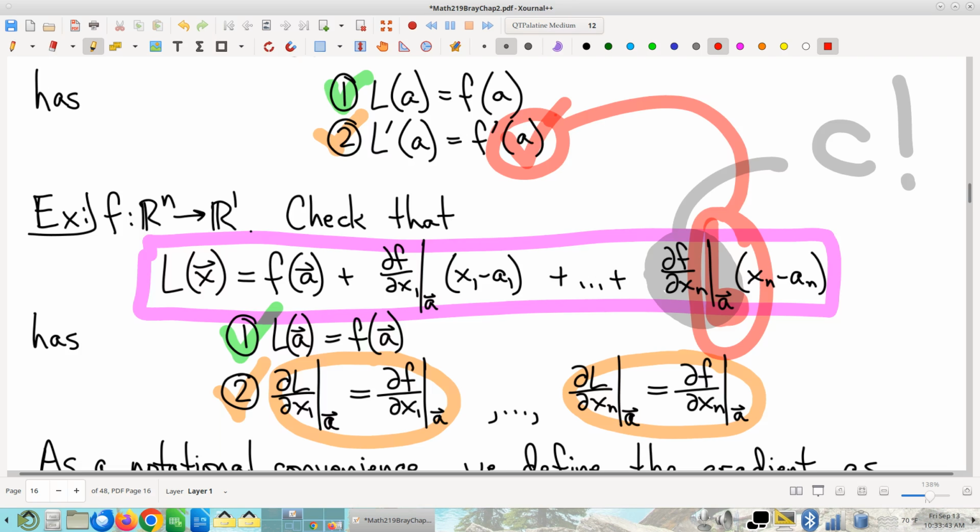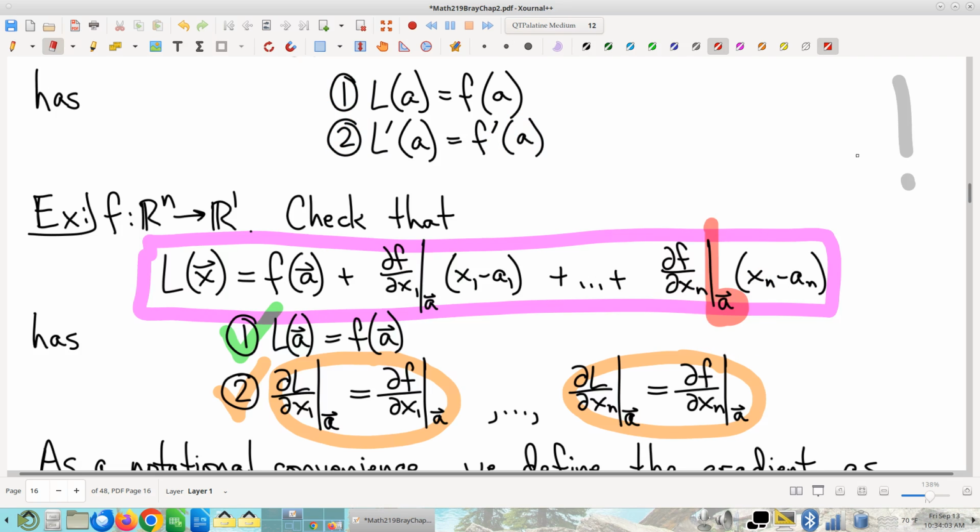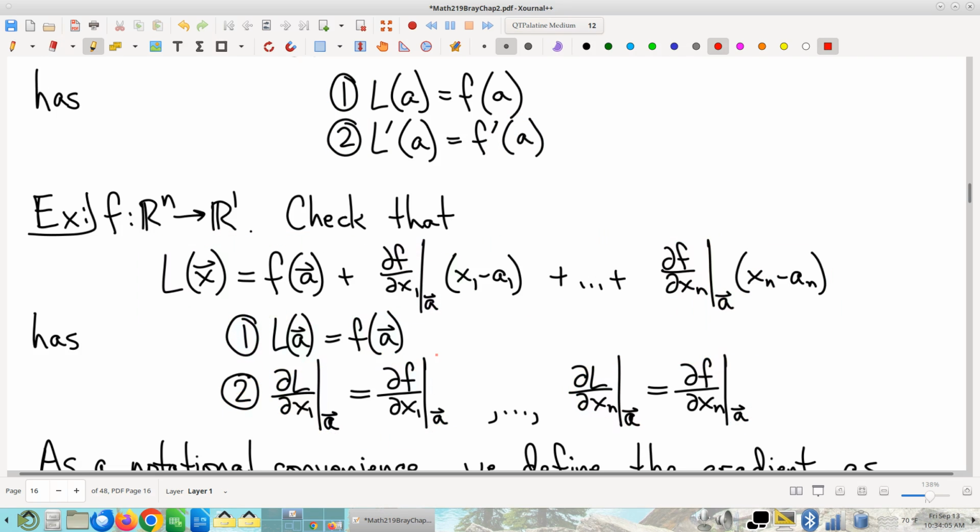Wait, I'm confused. This isn't like a polynomial breakdown. It's just the first one, and then its derivatives, but they're all partial. They're not continuing down. Like it's not like a second derivative. These are all first derivatives. Yeah, that's right. The n's not like another order. So this says partial derivative. This says evaluate at the point A. Does that make sense?